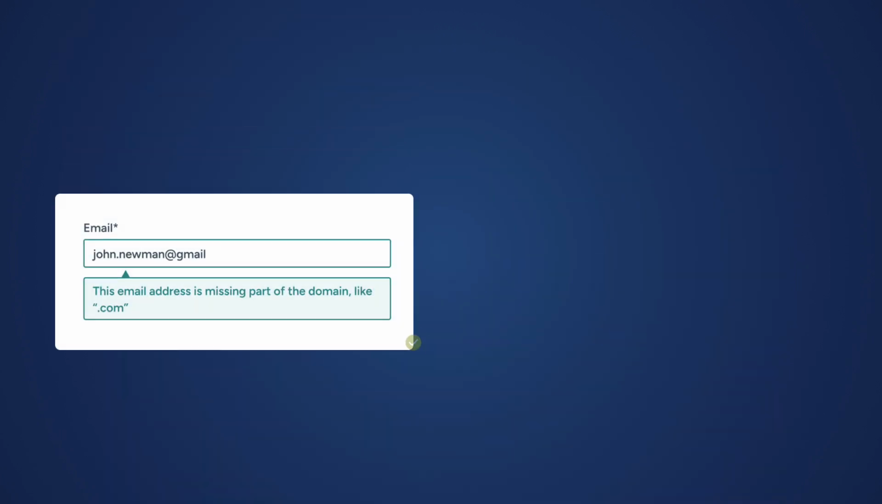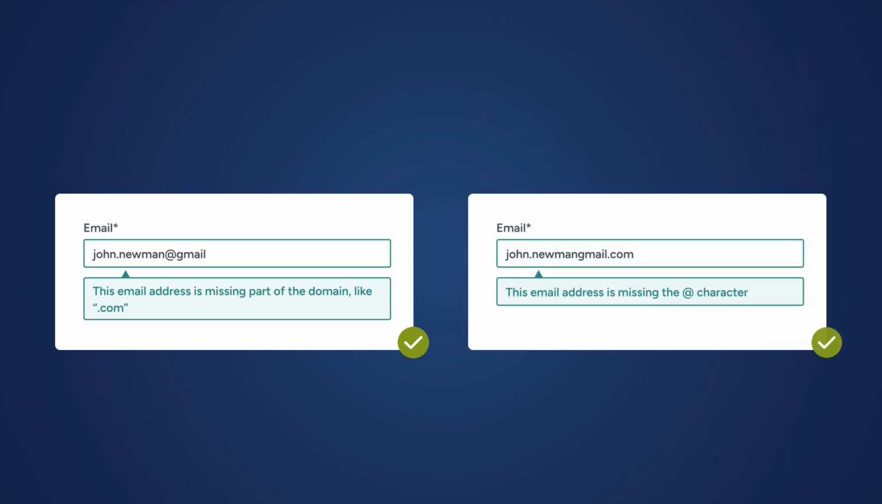For instance, if a user enters john.newman@gmail in the email field, an adaptive error message might say, "This email address is missing part of the domain like .com." On the other hand, if they type john.newman@gmail.com, the message could say, "This email address is missing the @ character."